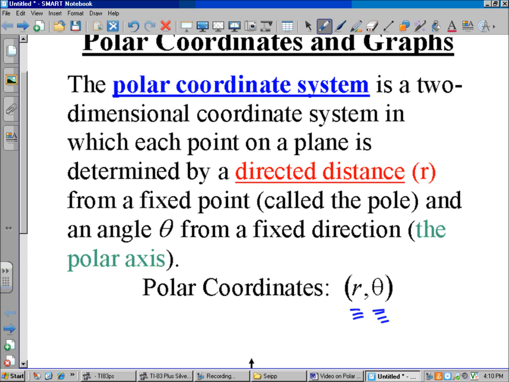Okay, so r stands for a particular thing. It stands for the directed distance that you are from the origin. All right, we call it a fixed point of the pole, but you really just think of it as the origin. So r represents the distance that the point is from the origin. And then theta is basically going to represent what quadrant we're dealing with. Are we in the first quadrant? Are we in the second quadrant? Are we in the third or fourth quadrant?